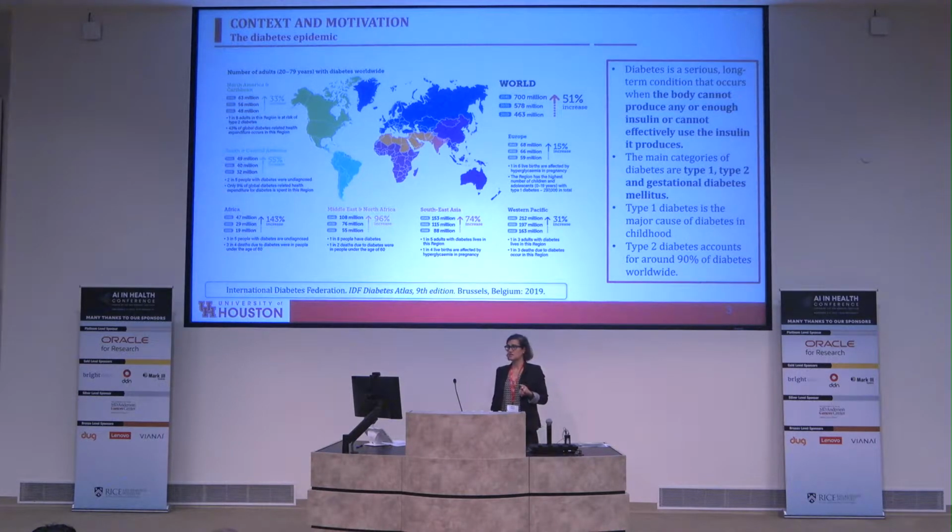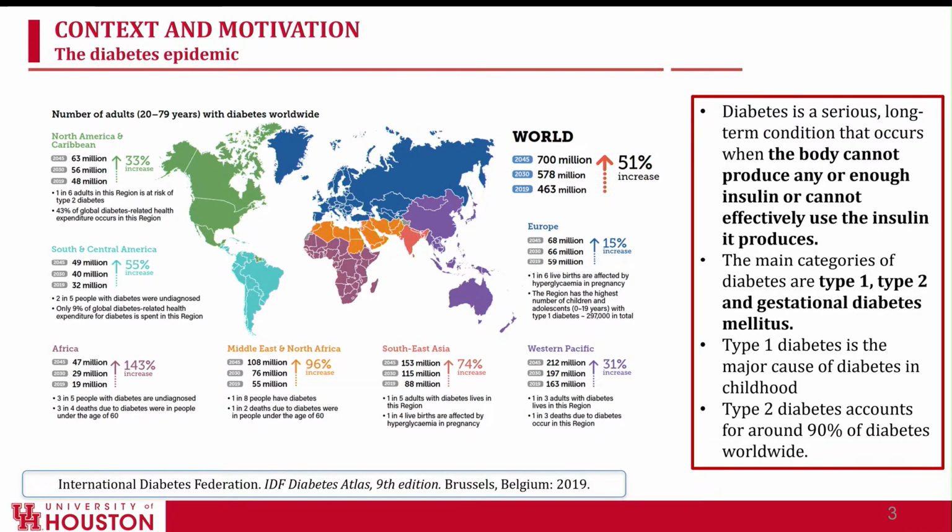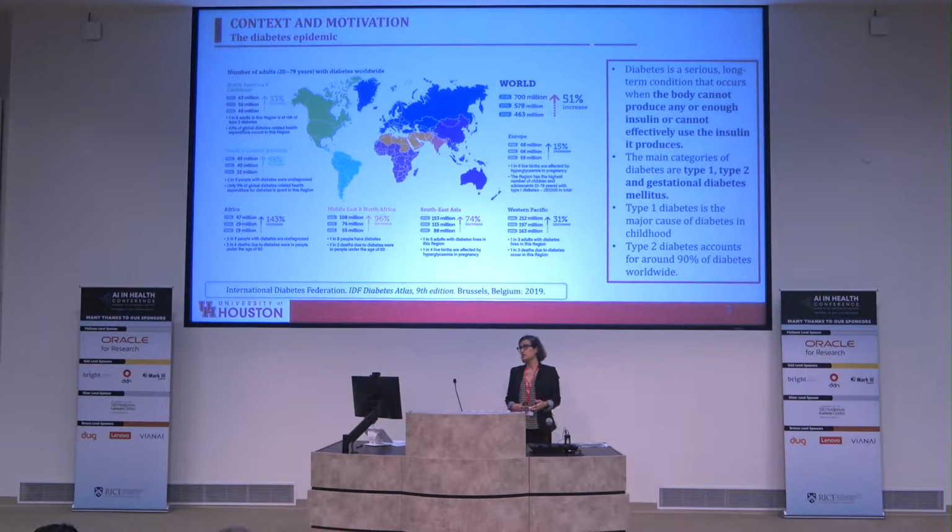So diabetes is a chronic metabolic disorder, which is characterized by the inability of the body to produce enough insulin, or the insulin that is produced cannot be used effectively, okay? As a consequence, the glucose concentration in the blood remains high, and this has long-term effects and complications, leading to damage to organs like the cardiovascular system, the kidneys, feet, and so on and so forth.